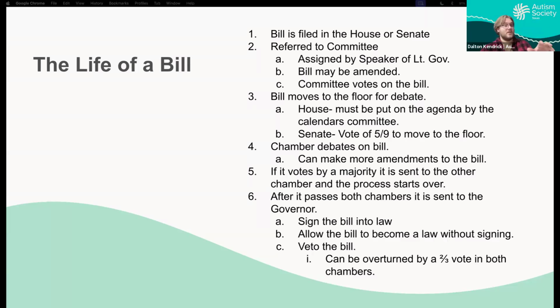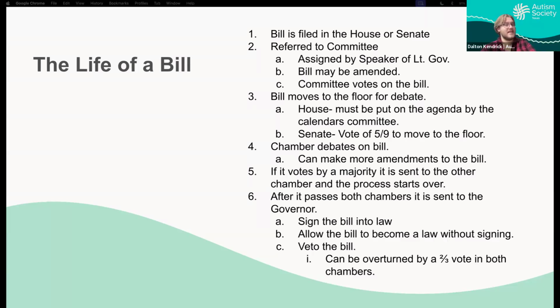They will talk about the bill. The bill may be amended. So the committee may look at it and go, oh, this language is a little troublesome. Let's change it to this. And they'll keep voting on it and changing it. And then eventually, hopefully, it will get voted out of committee.